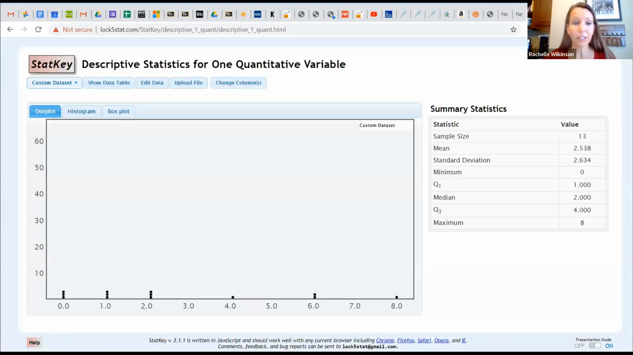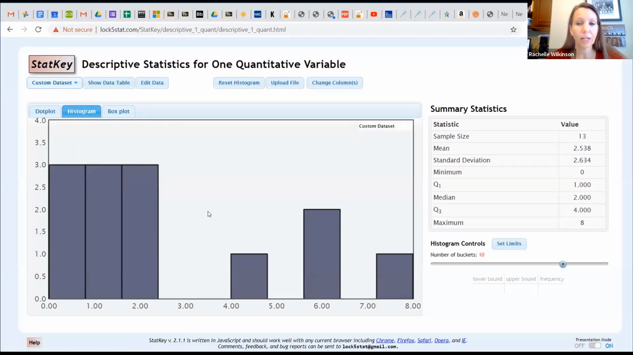All right, first off, it's going to show me a dot plot of my data, which should look just like the dot plot essentially that we drew together a second ago. And then notice up here there's other options. So there's this option for histogram. So I can go ahead and click on histogram over here and it will draw the histogram for me.